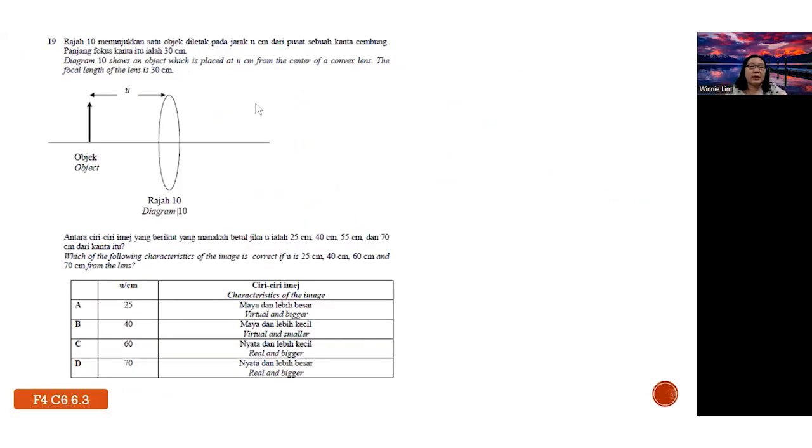Then question 19 is on the image formation for lenses. Okay, Diagram 10 shows an object which is placed at U from the center of a convex lens. The focal length of the lens is 30 cm. So which of the following characteristics of the image is correct if U is at 25 cm, 40, 60 and also 70. Okay, this one is wrong, typo.